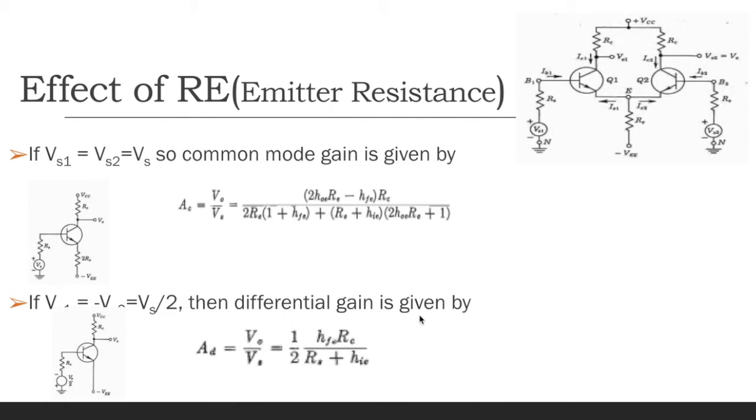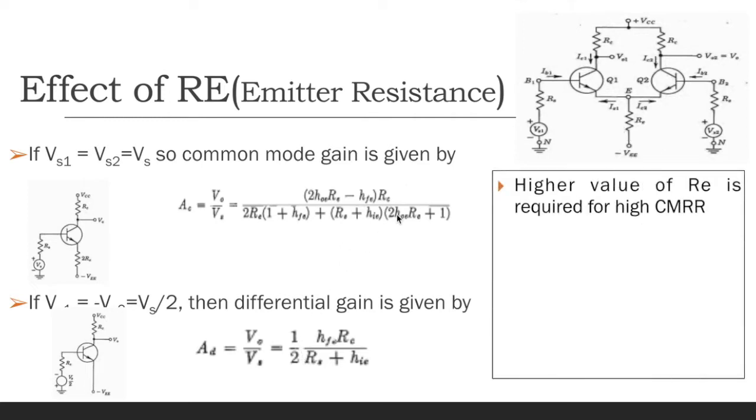Now you can see here the effect of this emitter resistance on common mode gain and differential gain, and you can observe here that higher the value of this emitter resistance, higher will be the common mode rejection ratio. As you can see from the formula of common mode gain and differential gain, higher the value of emitter resistance, lower is the common mode gain, and for differential gain, there is no effect of emitter resistance. It is clear from the formula.